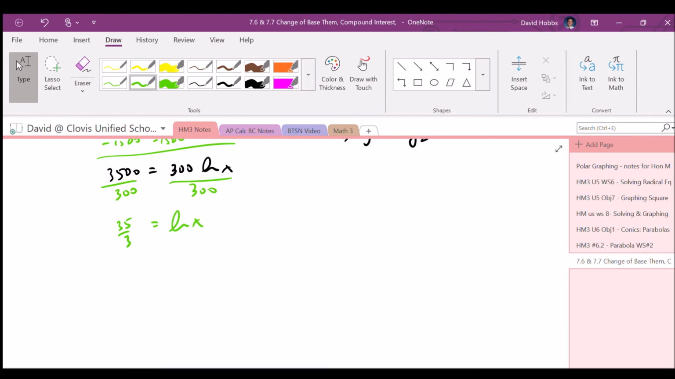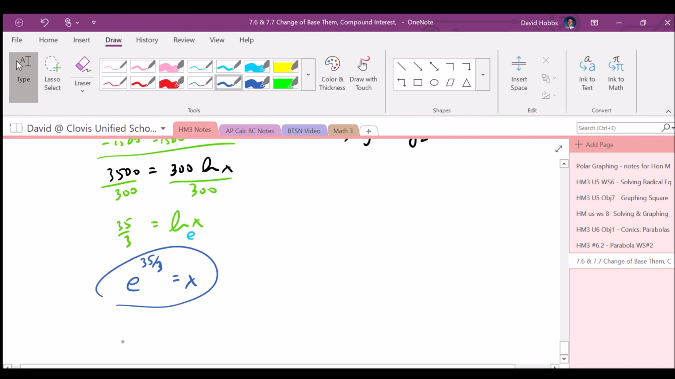Well, don't forget that the base is e, so we can use definition of logarithms. So e to the 35/3 is x. Okay, but we need to be able to do that on a scientific calculator as well. So e to the 35/3, if you plug that into the scientific calculator, you should be getting 116,618.904. 3 decimal place accuracy.